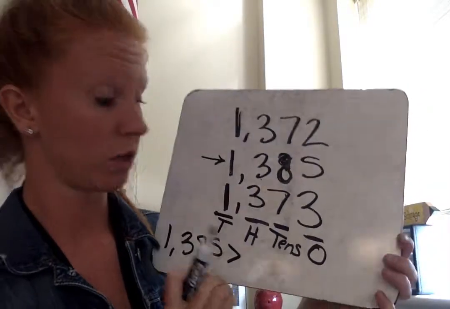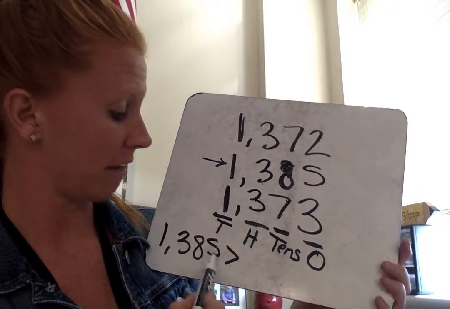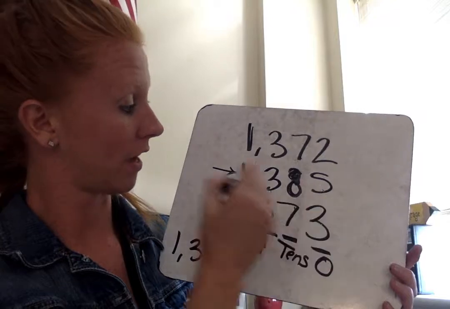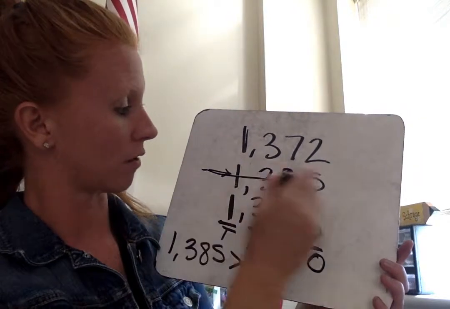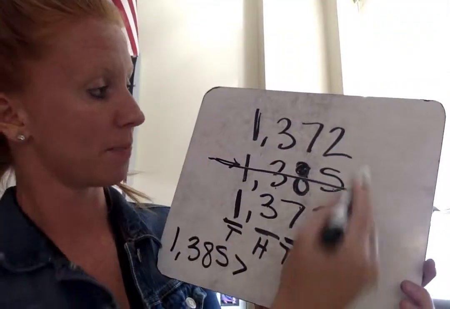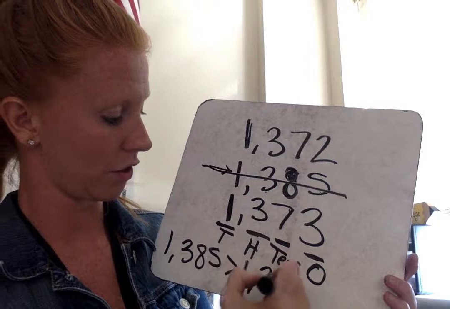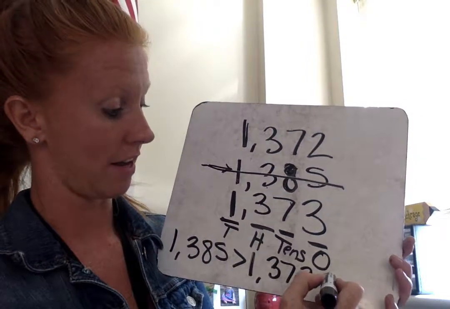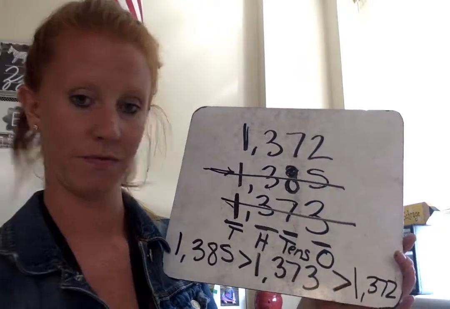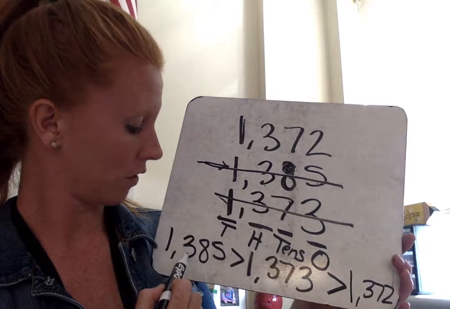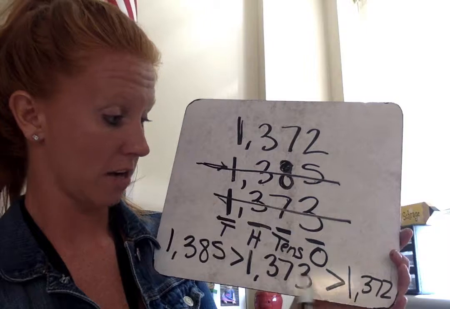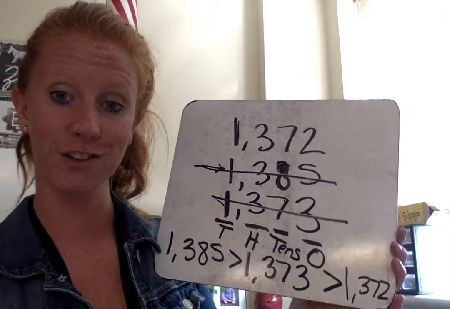Whoops, sorry, you can't see. So 1,385 is bigger than, we have the 5, we already have that one. So we have 2 and 3. I'm going to cross that out so I don't forget. So I have 2 and 3. 3 is bigger than 2. So 1,373 is bigger than this last one, 1,372. I wrote them all in order. 1,385 is bigger than 1,373. That number is bigger than 1,372.